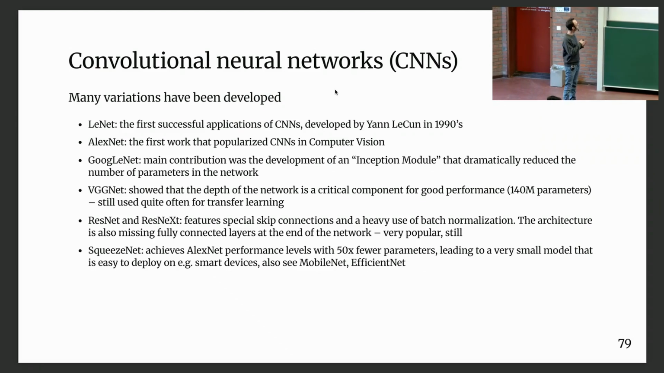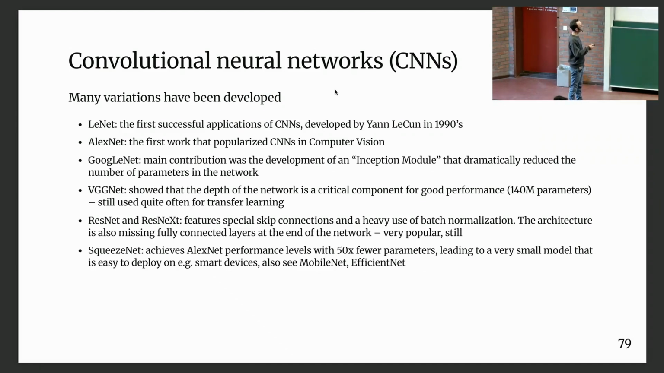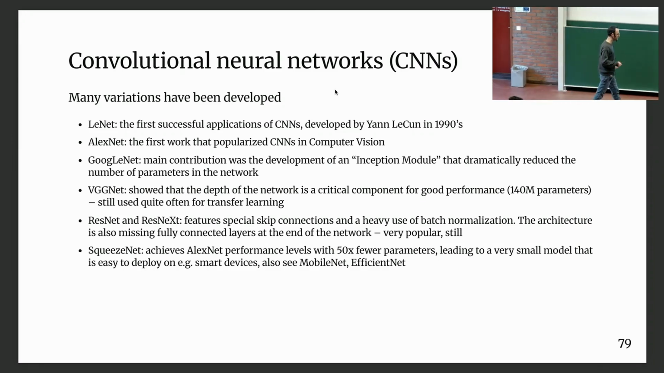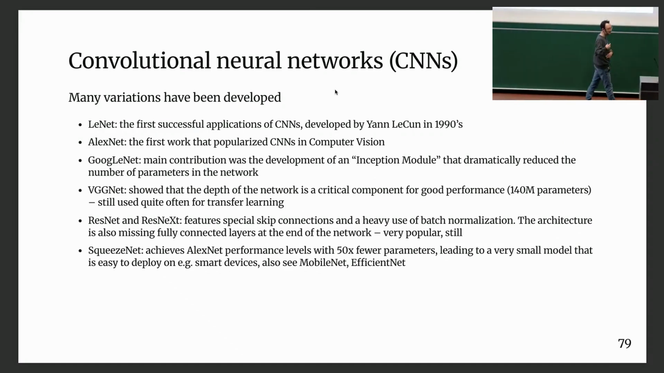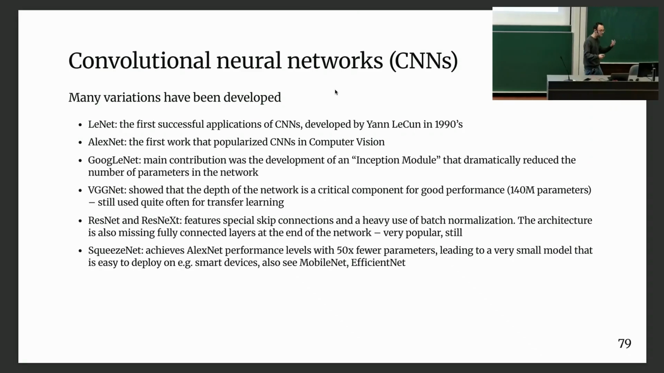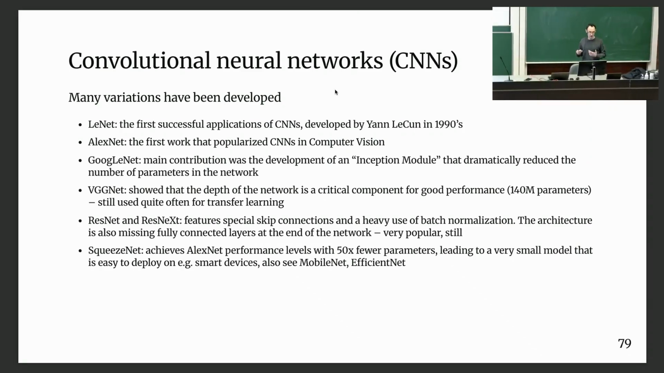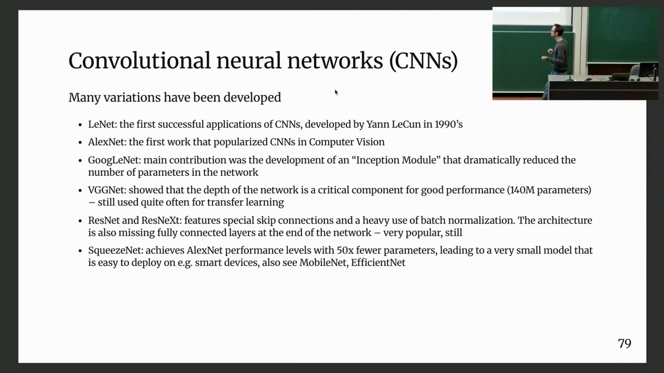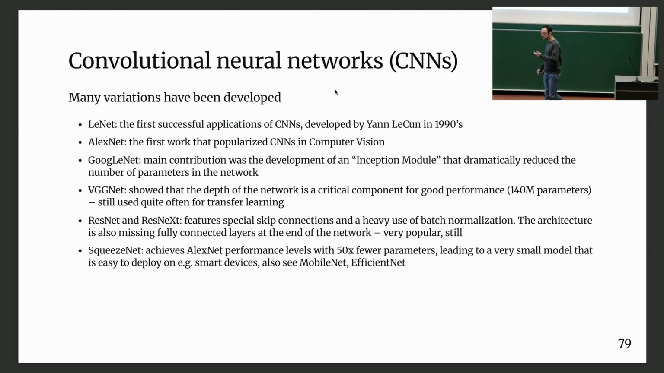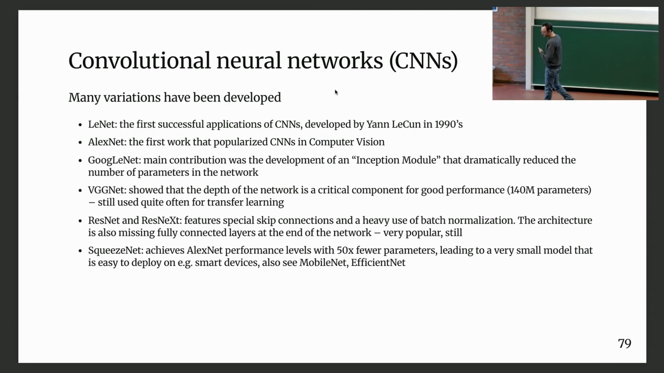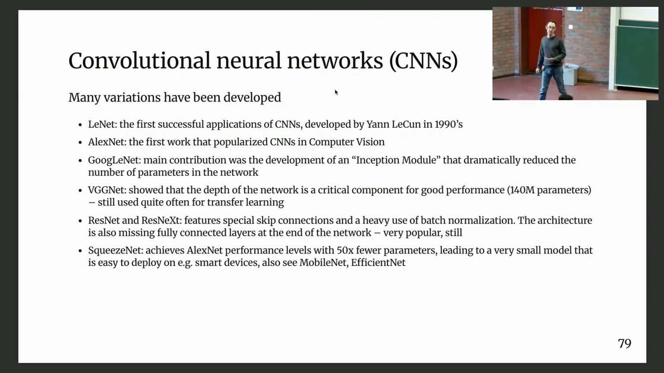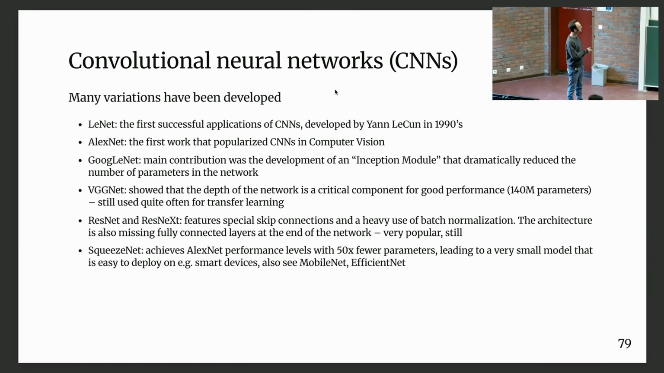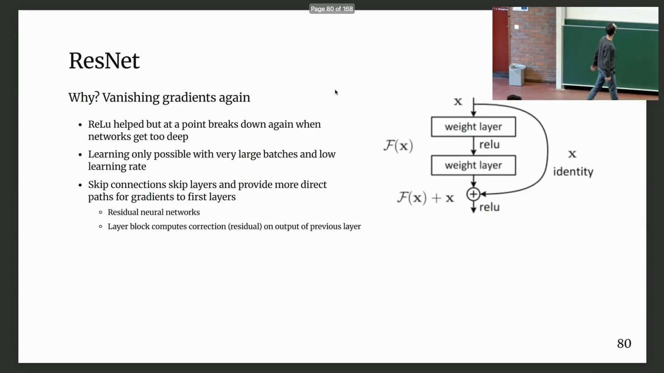So VGG was basically, let's make it larger, with 140 million parameters, already quite large. And then ResNet introduces a new idea, residual connections, which allows another leap forward and makes the models more capable, very often as capable as the previous iteration but with a smaller parameter size, which is exactly what we see happening in large language modeling with things like Gemma 3 as well. Models like SqueezeNet, MobileNet, EfficientNet go a step further. Again, 50 times fewer parameters, leading to a small model that is easy to deploy on smart devices. And same for MobileNet, same for EfficientNet.